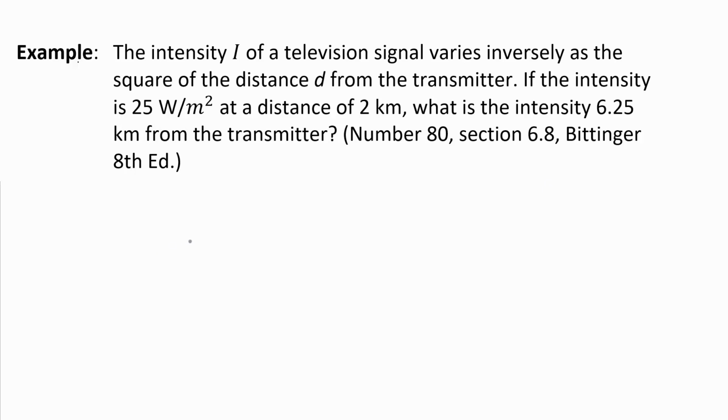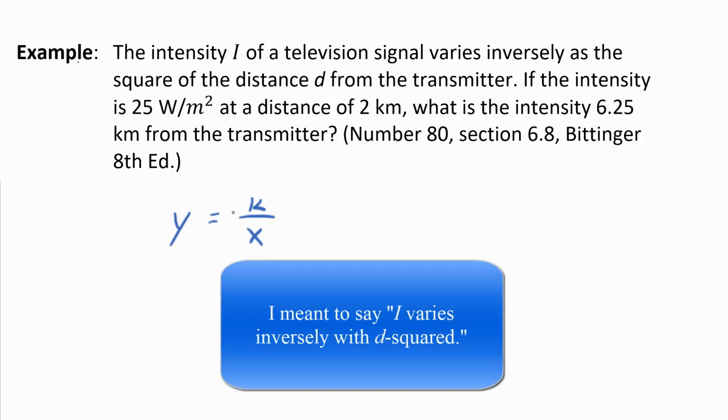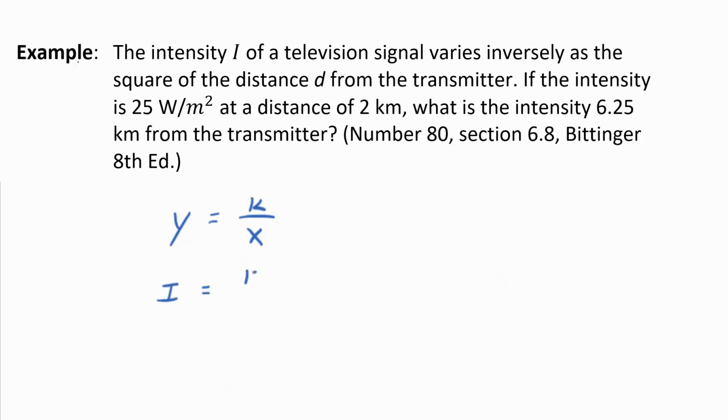Normally it's y varies inversely as x means y equals k divided by x, right? But this is saying y varies inversely with d squared, so what would that look like? I equals k over d squared. Does everybody see that?